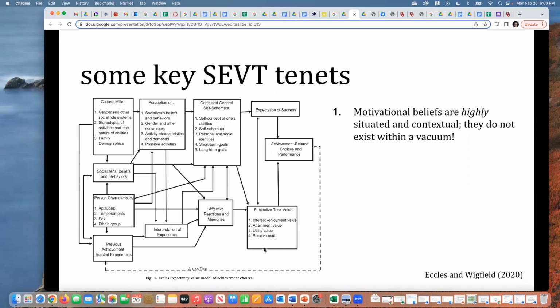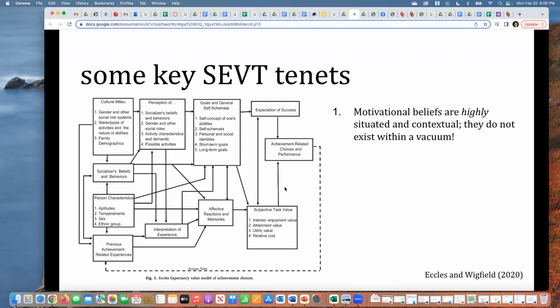However, the higher students' cost perceptions, according to this model, the worse they're going to perform and the more they're going to choose to disengage from a given academic domain. So cost perceptions really map onto the negatively valenced construct within this model.